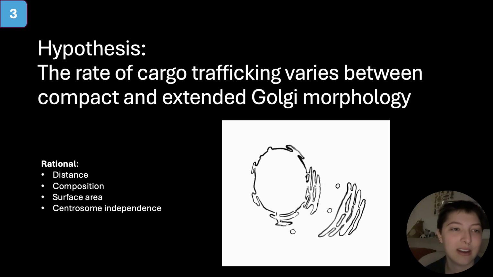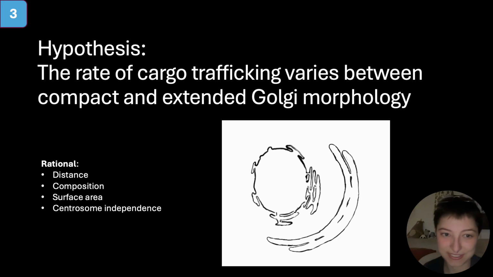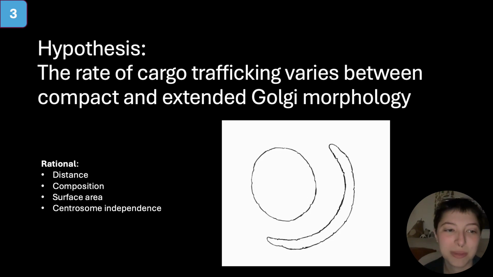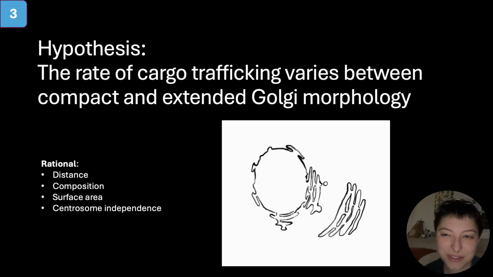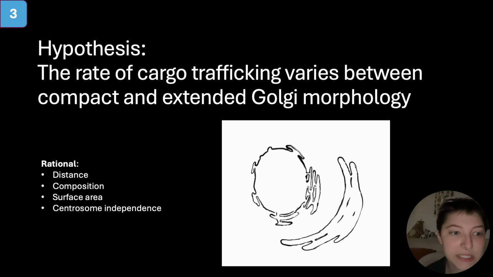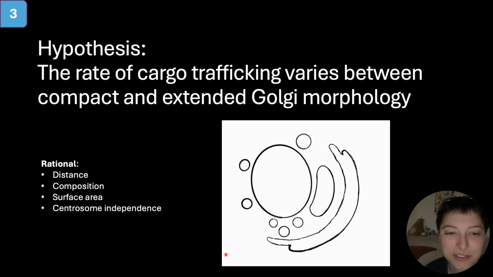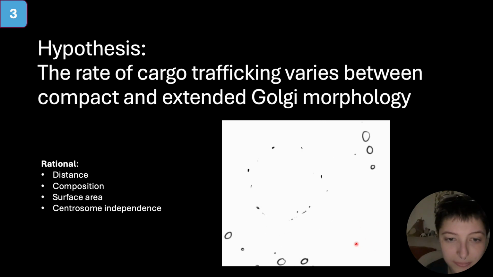So like I said, the hypothesis that we're testing is that the rate of cargo trafficking varies between the compact versus the extended Golgi morphology. The rationale behind this is the distance between the ER exit sites is changing between morphologies. I'll show you as this GIF progresses.